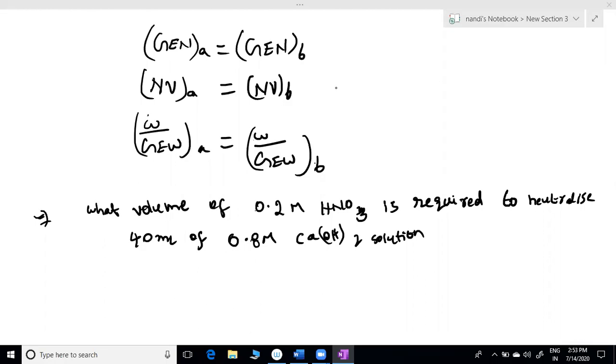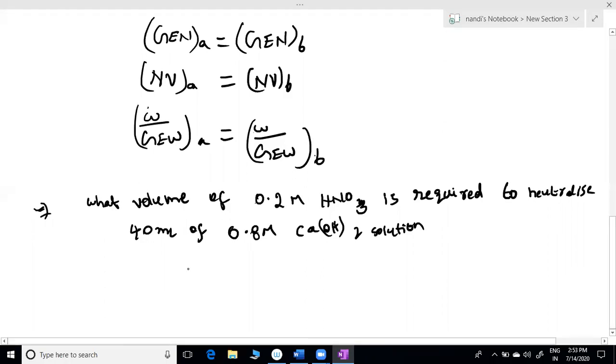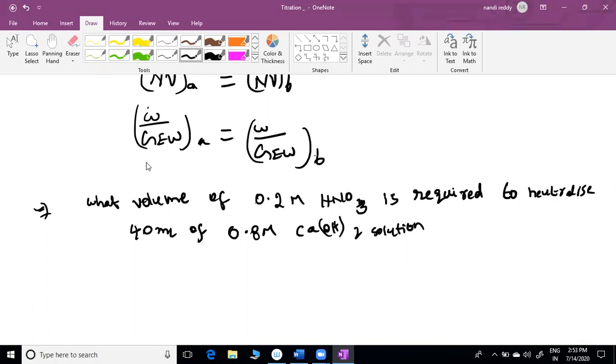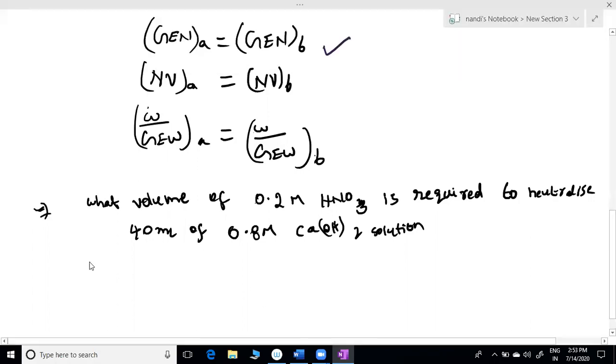We can do this with respect to molarity also, or with respect to normality. Both we can do. Any method which is comfortable for you, you can try. But we prefer this method, as we don't want to balance the equation. Write whatever is acid and base, and simply write Gn of acid equal to Gn of base. That's the only thing.